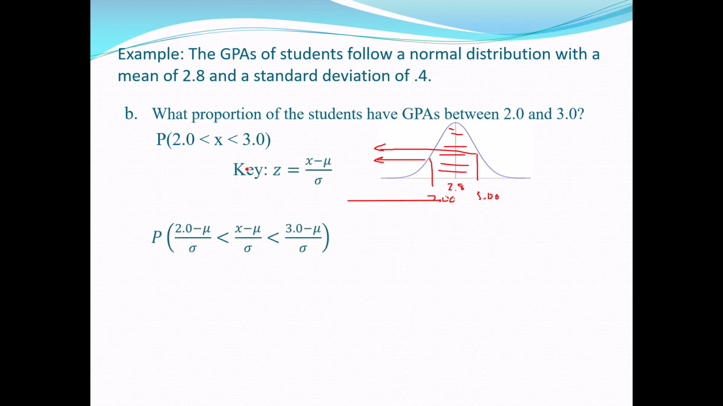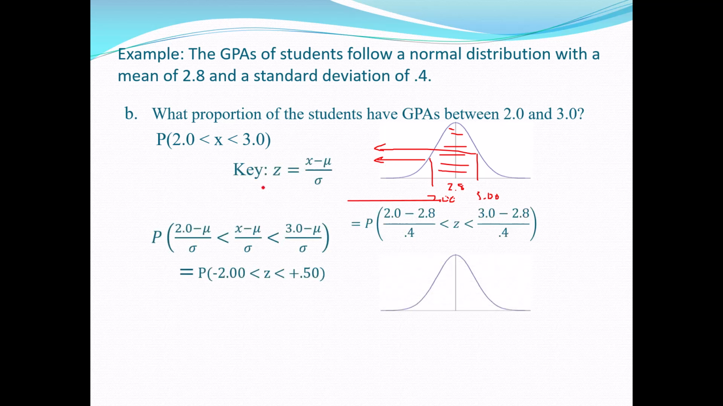Here's one way of doing it. We can change it to z-scores. This should be the value 0 here, sorry. This is a z-score of -2. This is a z-score of +0.5. What I'm saying is a GPA of 2.0 falls 2 standard deviations below the mean. A GPA of 3.0 falls 0.5 standard deviations above the mean. I could go to my z table. I could look up the -2.00, get the cumulative probability. I could take the 0.50, get the cumulative probability, and subtract them.